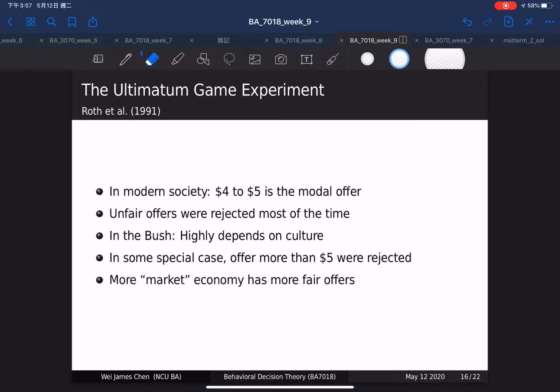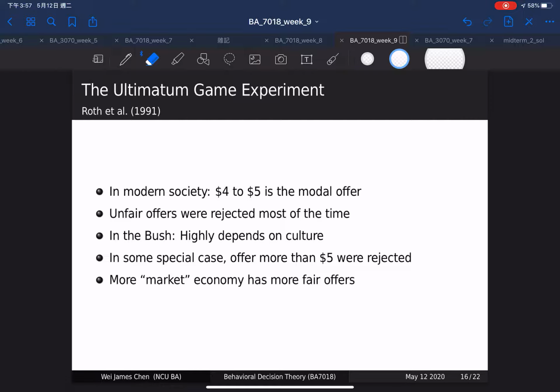And what they also find in this study, which I think is very interesting, is that, maybe a little bit counter to your intuition, a more market economy, or more capitalist economy, basically has more fair offers. Okay, and my explanation, or the paper's explanation, is that in a market economy, whether you like it or not, you have to make a lot of fair trades, in a sense.